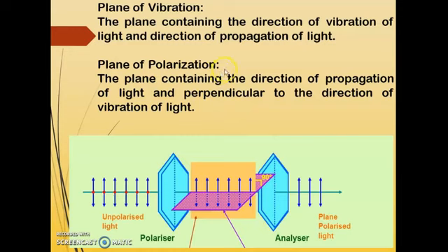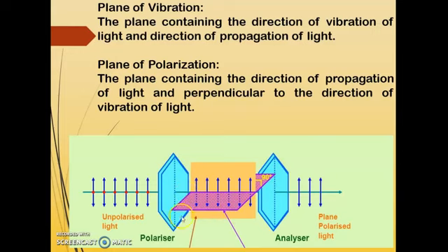And then what is the plane of polarization? Well, that's the purple plane. Does it contain any vibration of light? No, but it contains the direction of propagation, isn't it? So what is the plane of polarization? The plane containing the direction of propagation of light and which is perpendicular to the direction of vibration of light.